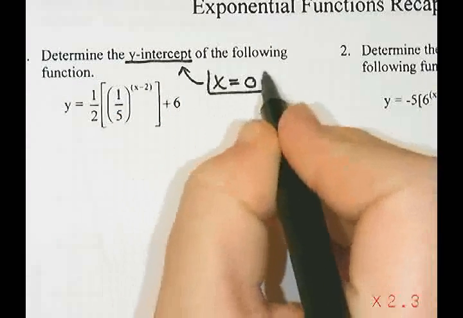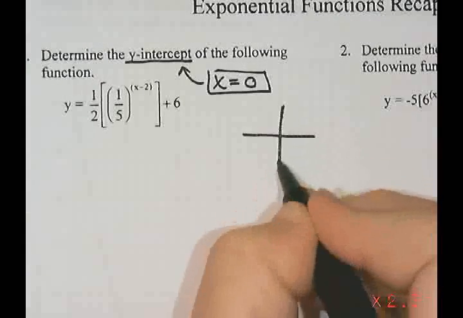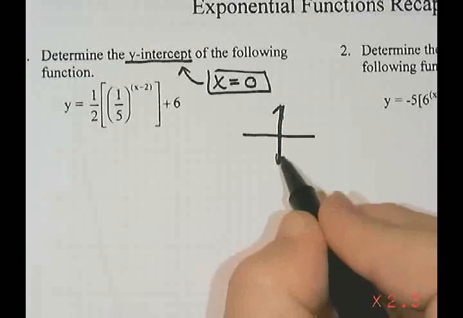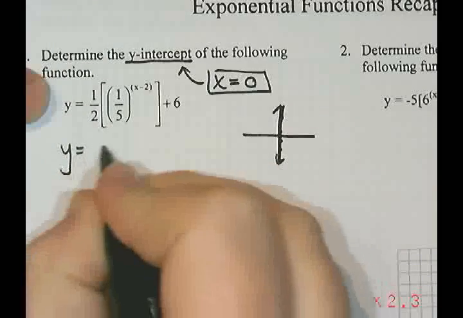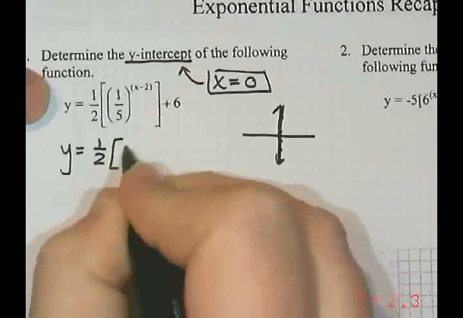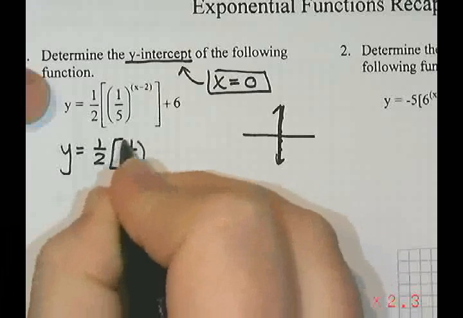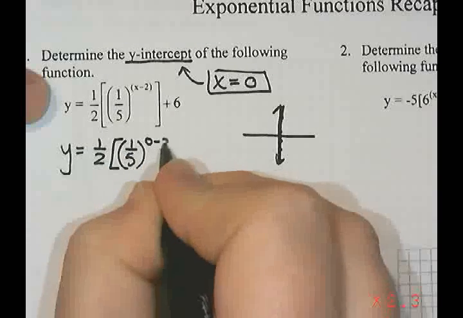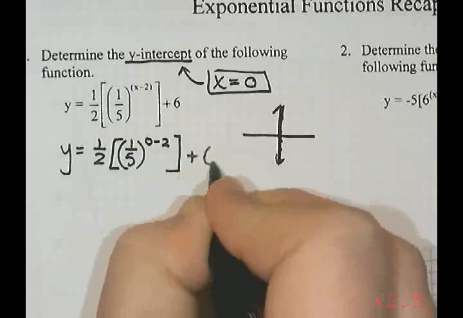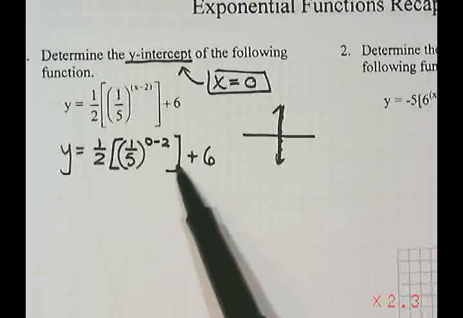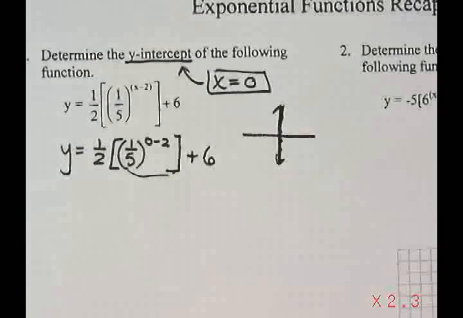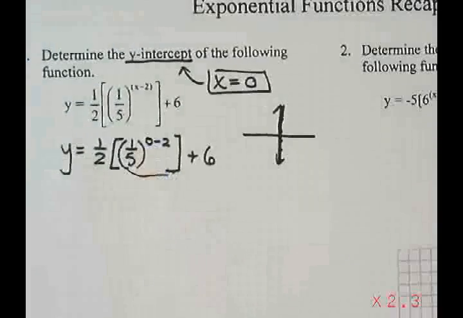Because if you think about the y-axis on a graph, which is right there, all of the points on that axis are all going to have an x value of 0. So we're going to take our function 1/2 times 1/5 to the power of 0 take away 2, plus 6. Order of operations says we start with brackets, so we're going to simplify what's inside this big bracket first. Inside there, we're going to do our exponents. So 0 take away 2.